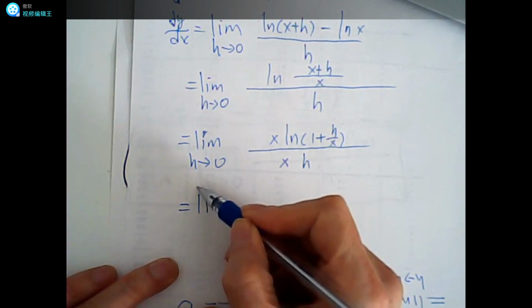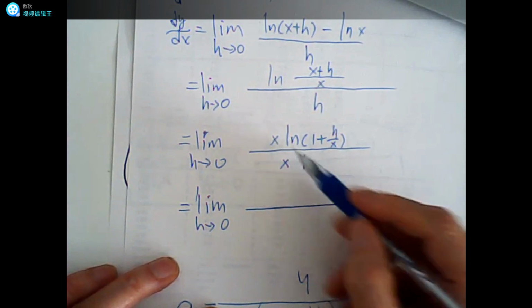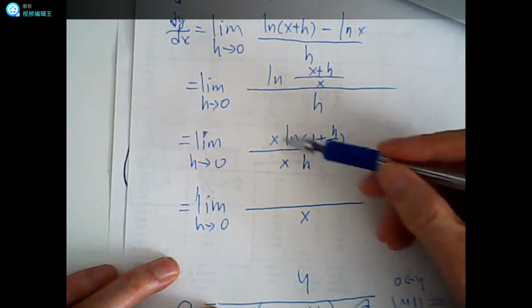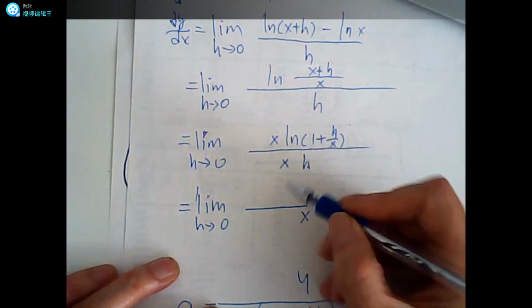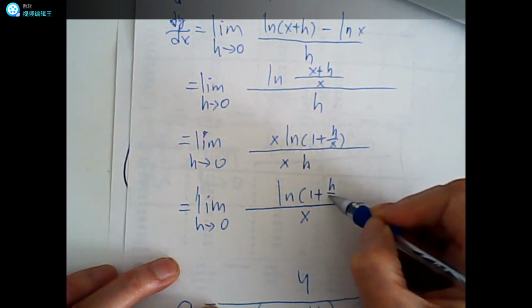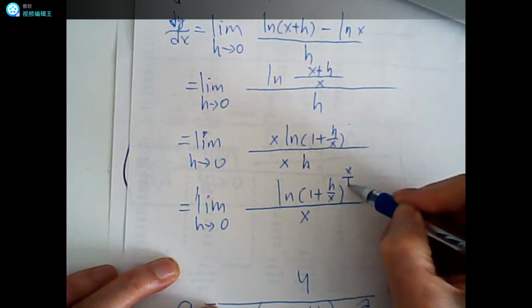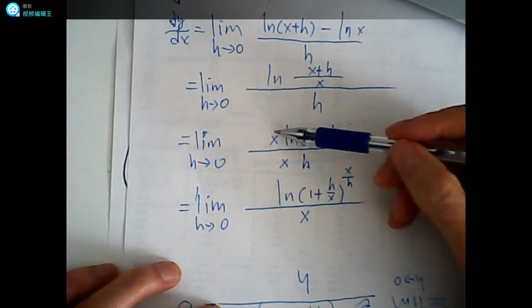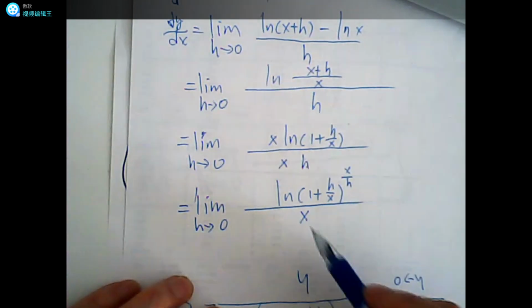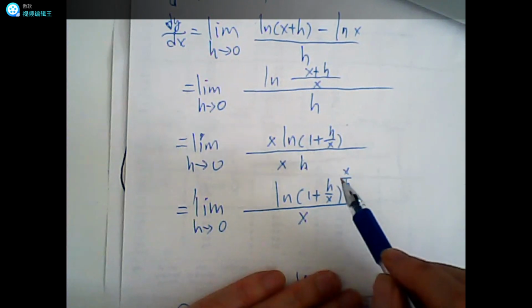Then this one is the limit as h goes to 0. This is x over h, and x over h could be written here, so log of 1 plus h over x. By the property of log, x over h could be written here as a power, and this is as h approaches 0.